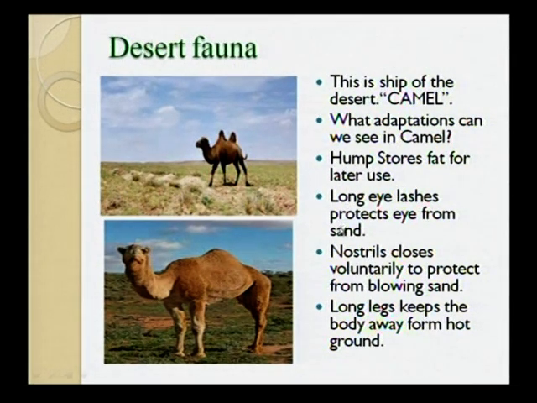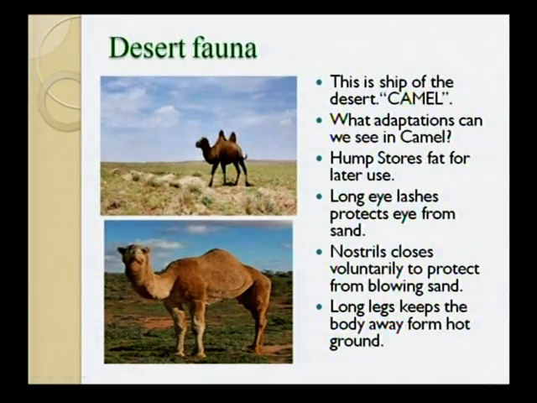And the second thing is, it has long eyelashes. The eyelashes protect its eyes from the sand. We know that the desert is full of sand, right? So the eyelashes protect its eyes from that sand. And another thing is, nostrils close voluntarily to protect from blowing sand. Do you know that? So this is an interesting thing about the camel, right? Okay, another thing is, it has long legs. So those long legs keep the body away from the hot ground. So friends, these are the adaptations of the camel.